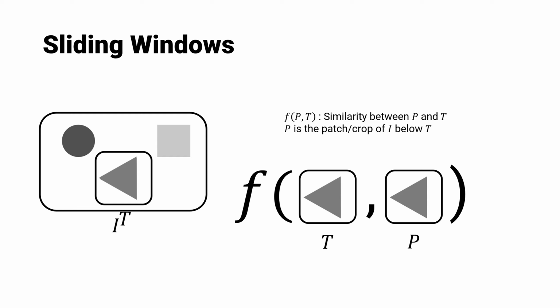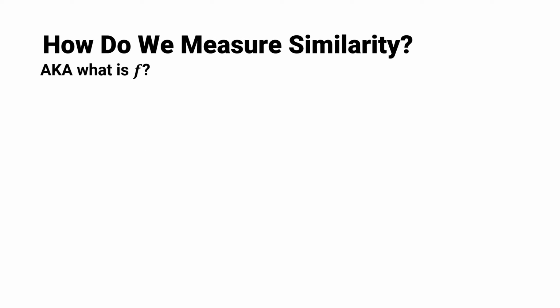So how do we measure similarity? In other words, what is F? One of the simplest methods to do this is called correlation or cross correlation. In this case, you're literally multiplying the pixel values between the template and the patch, and this is what it looks like. If the shapes align, you're going to get a maximum value. If the shapes do not align, you're going to get a smaller value overall when you sum them all up or take an average or a mean.